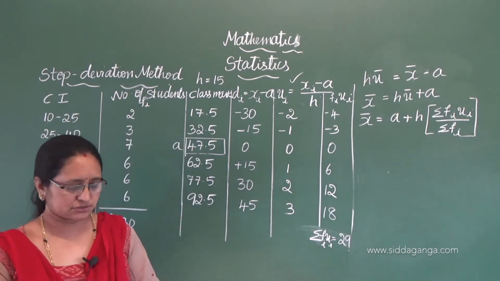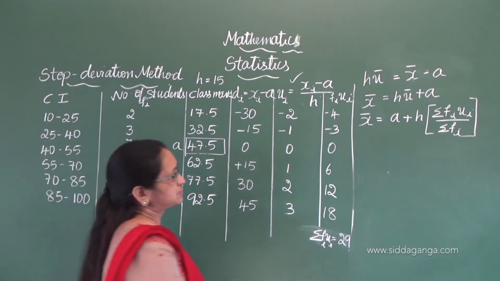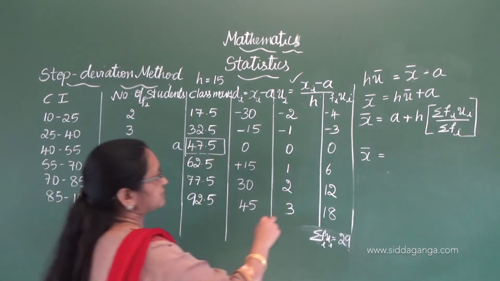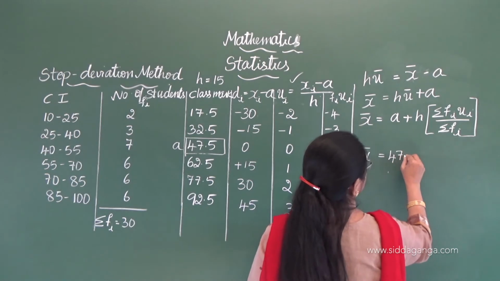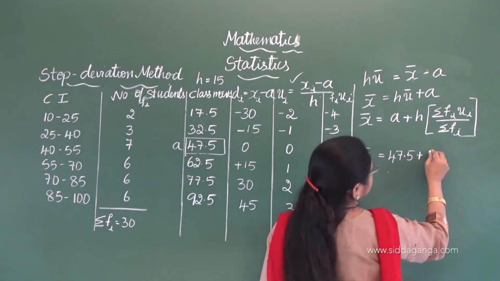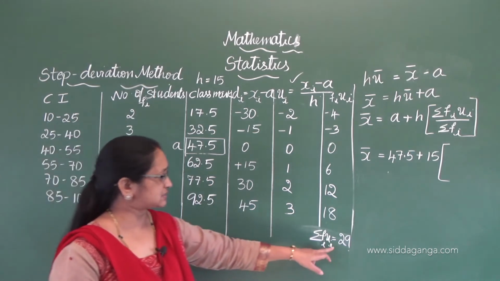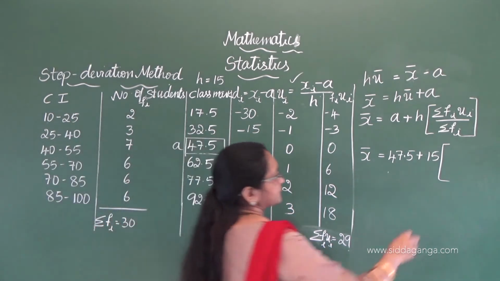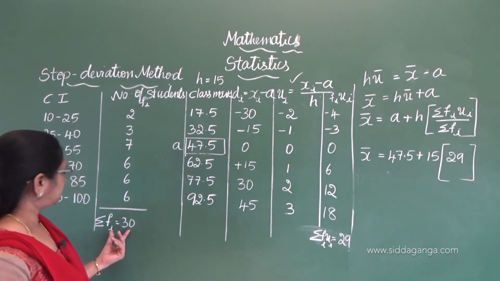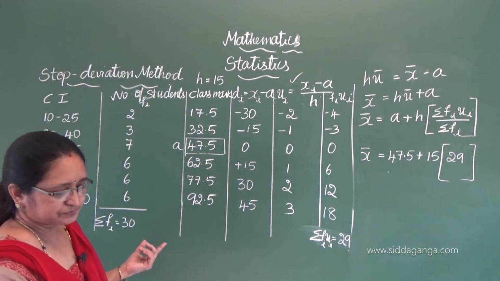So, the derivation. Okay. Now, can we substitute the values? See here. X bar is equal to the assumed mean we had taken, 47.5, plus h, you all know it is 15. We had taken it as 15, and sigma fi ui is 29 divided by sigma fi, which is 30. See here, 30. Yes, 30.